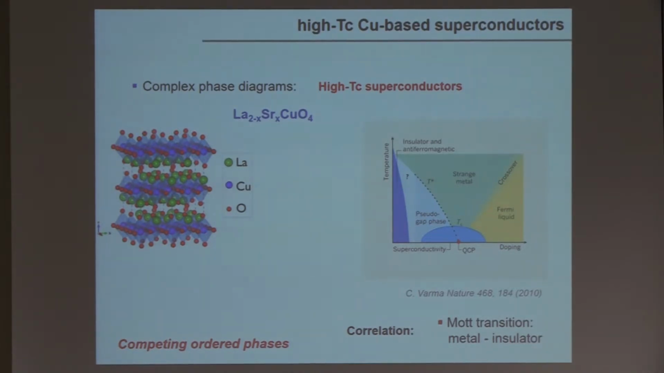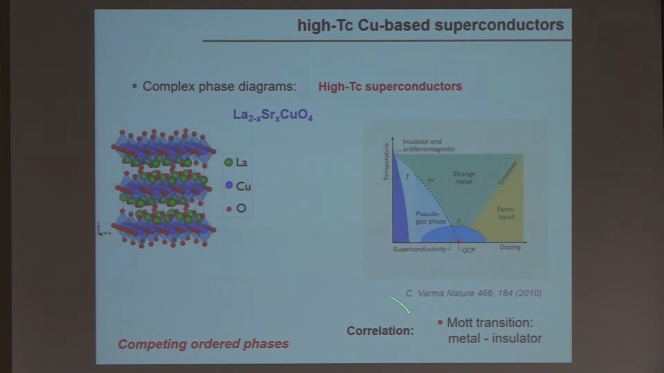These materials are layered copper oxide materials, and as you know, they have a very complex phase diagram. The parent compounds are Mott insulators and order antiferromagnetically, and when one dopes the systems, one observes the appearance of superconductivity with the highest TC, and many other phases that this morning already Ming was discussing.